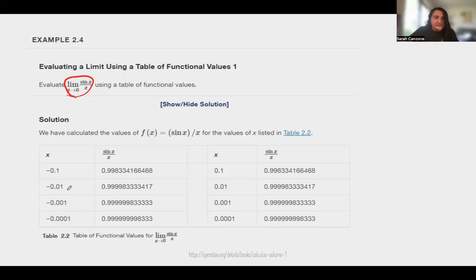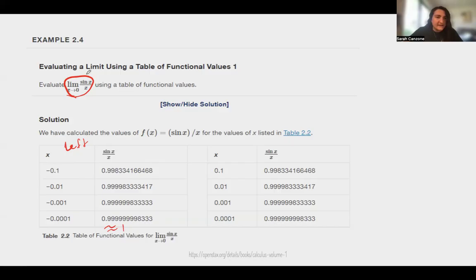So you notice as you get closer and closer to 0 from the left, your numbers are 0.998, 0.999, more nines, more nines. Essentially, once you get to this point, that's pretty much just 1. So I would say this is approximately 1. All right, now let's check the other side. Let's check from the right.